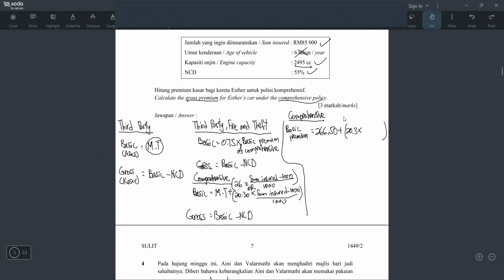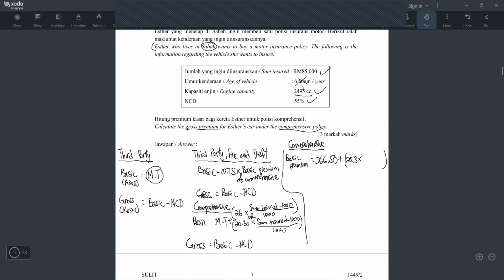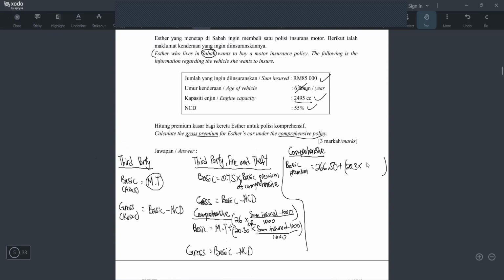Okay, 20.3 have to times with what? Sum insured minus 1000 divide 1000. Just half the formula, it would be way easier. So what is the sum insured? 85,000. So just times with 85,000 minus 1000 divide 1000. And after you calculate all of this, you should get your final answer for basic premium.